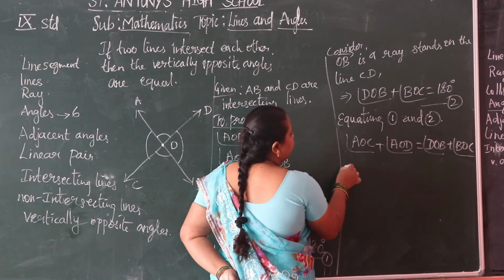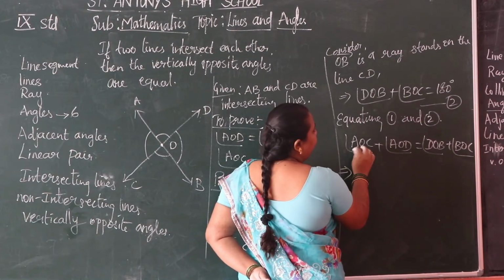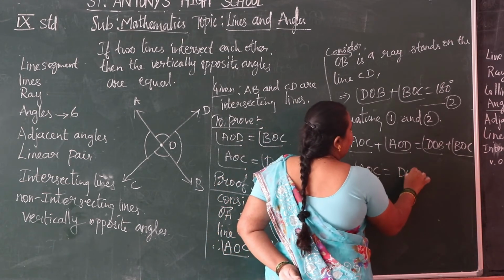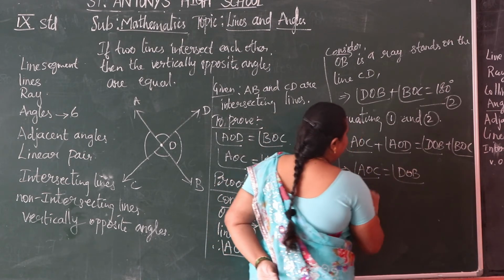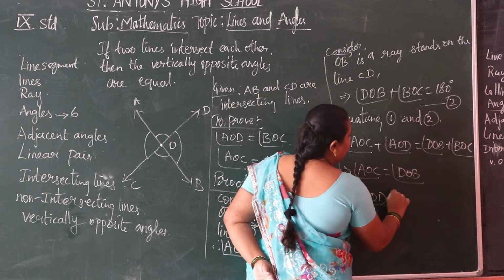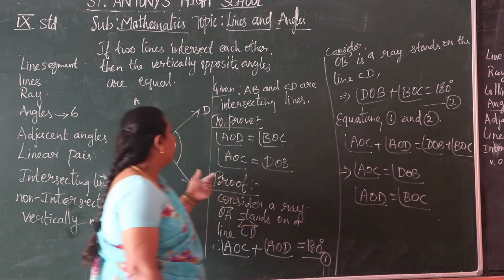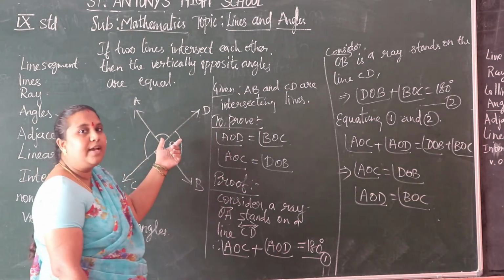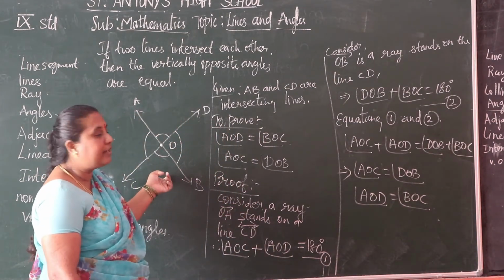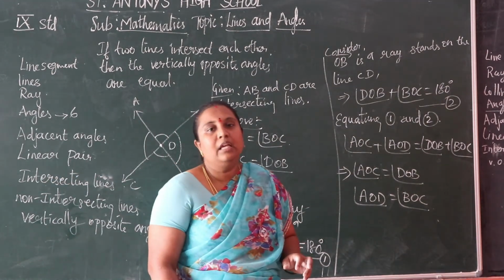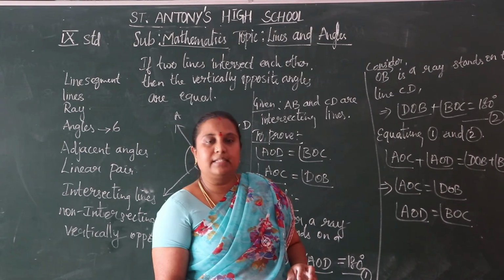So from this we can say angle AOC equals angle DOB, and angle AOD equals angle BOC. So we proved that vertically opposite angles are always equal. Vertically opposite angles are always equal. Okay children, then we move on to the example that is given in your textbook.